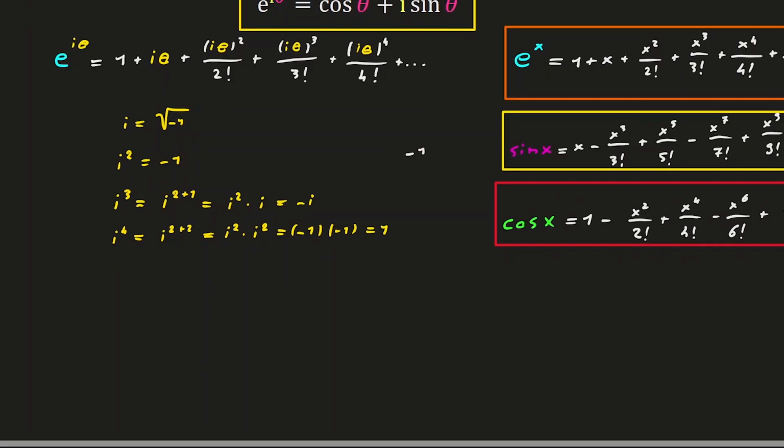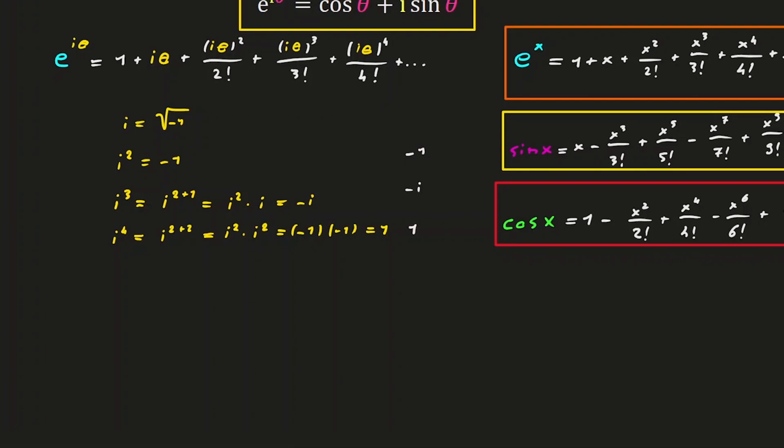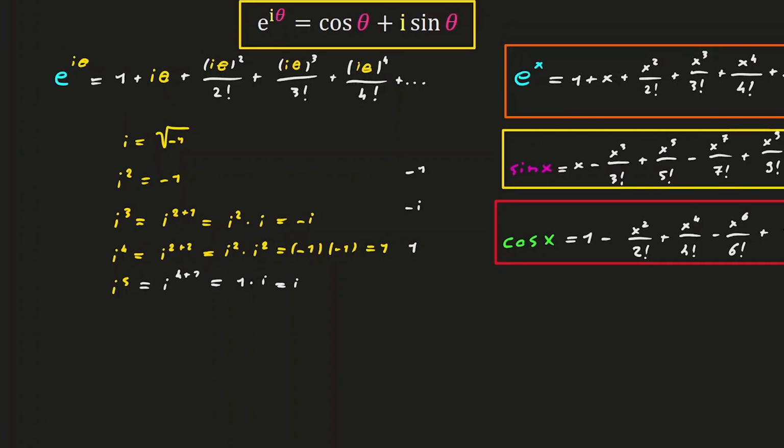And we see a pattern: minus 1, minus i, 1, and we can also check i to the 5th power. This is i to the 4th power times i to the 1st power. That is 1 times i, so this equals i. And now you can see this pattern: minus 1, minus i, 1, i. And just out of curiosity, i to the 6th power is i to the 5th power times i, and i to the 5th power is i, so it's i times i, so i squared. This equals minus 1. So we can see this pattern: minus 1, minus i, 1, i, and so on.